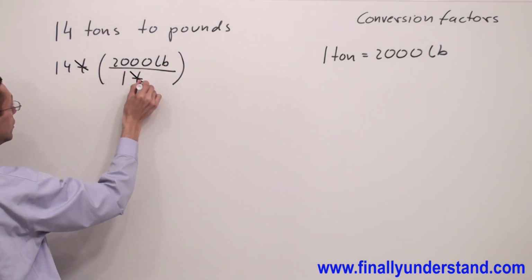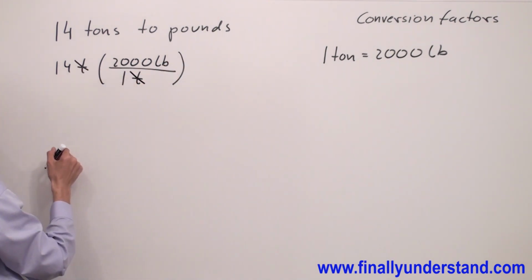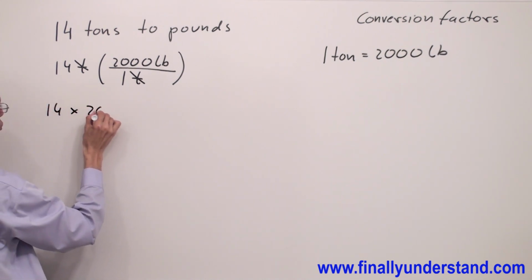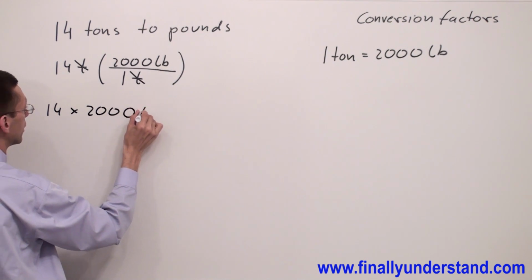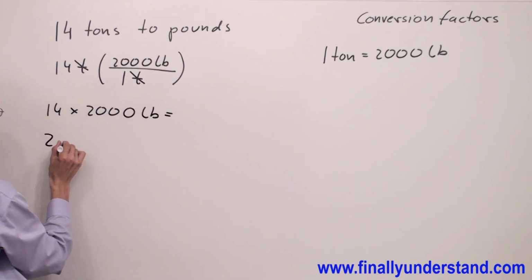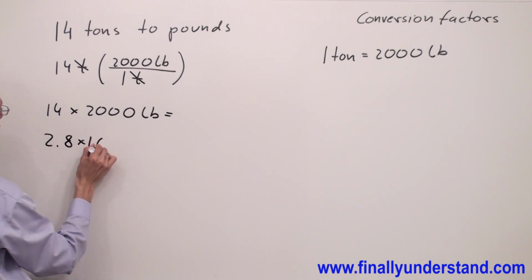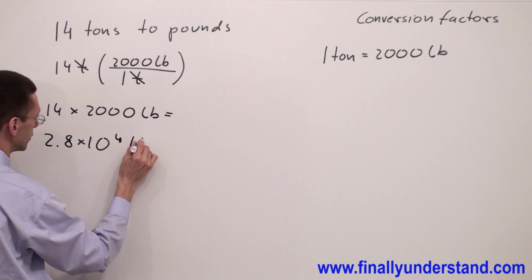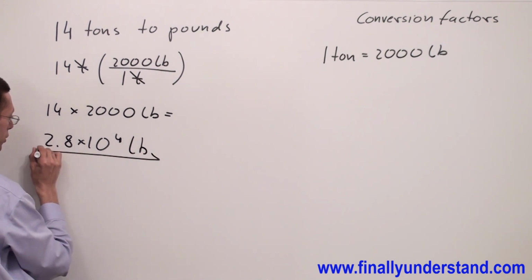Ton and ton will cancel out, and I'm going to have 14 times 2000 pounds, which is equal to 2.8 times 10 to the 4 pounds. And this is the solution to my problem.